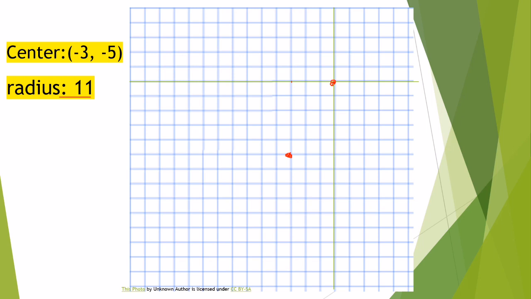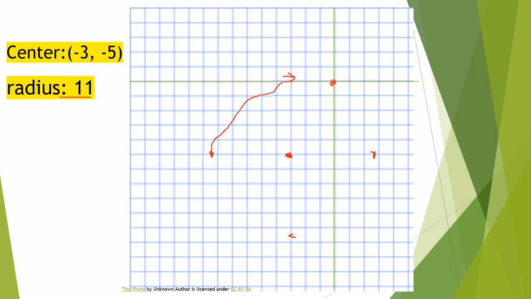So, since masyadong malaki si 11, by 2 na lang gagawin natin. So, 2, 4, 6, 8, 10, 11. So, in between dito. Next, 2, 4, 6, 8, 10, 11. In between dito. Again, 2, 4, 6, 8, 10, 11, in between. So, ngayon, connect the dots using compass para magkaroon kayo ng perfect circle.